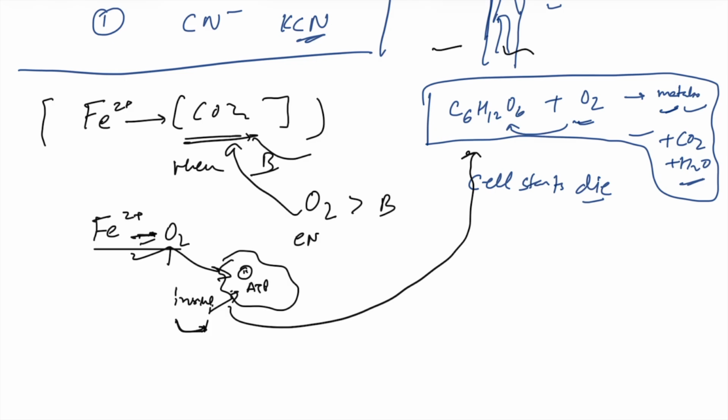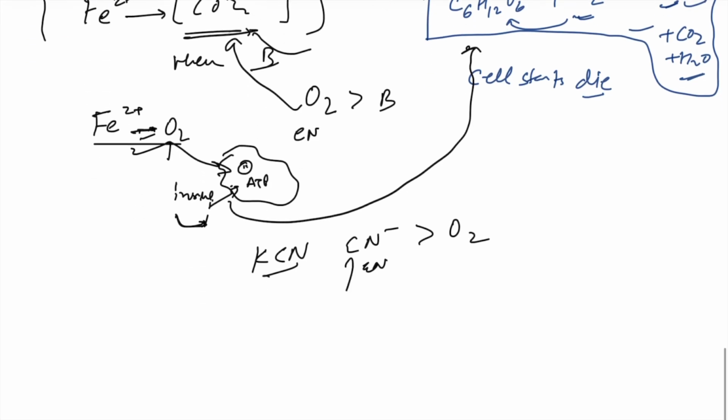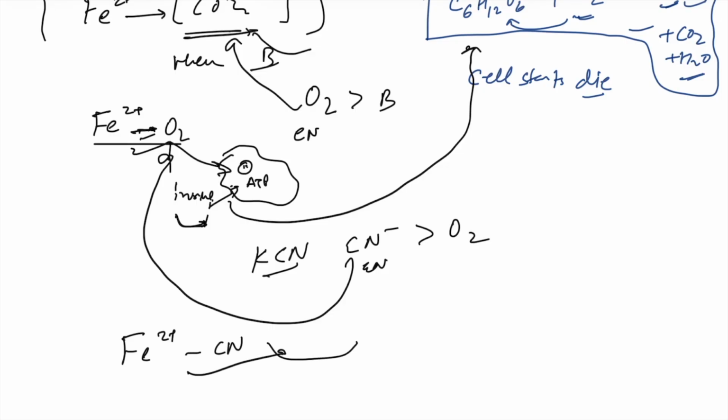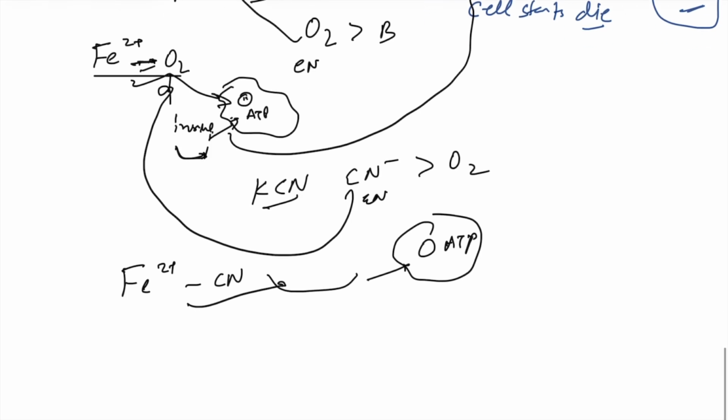But what happens when cyanide comes, let's say potassium cyanide? Cyanide is very electronegative, and its electronegativity is more than O2, and it replaces O2 from here and makes a bond with Fe2+, which hinders the O2 from coming into the cell and being received by ATP, and then this lets the body die. Slowly every cell dies, like brain death, and the person is dead.